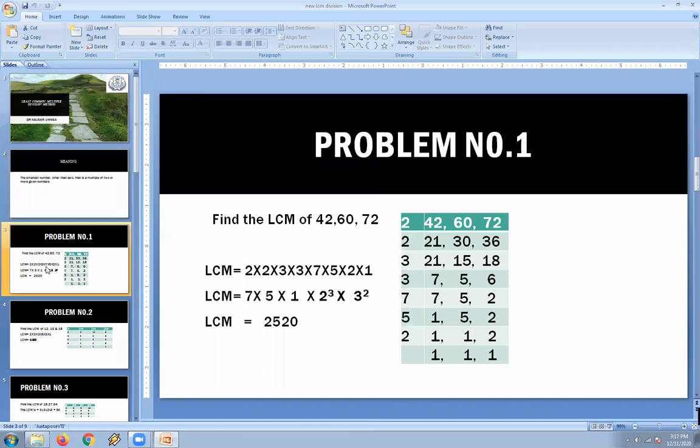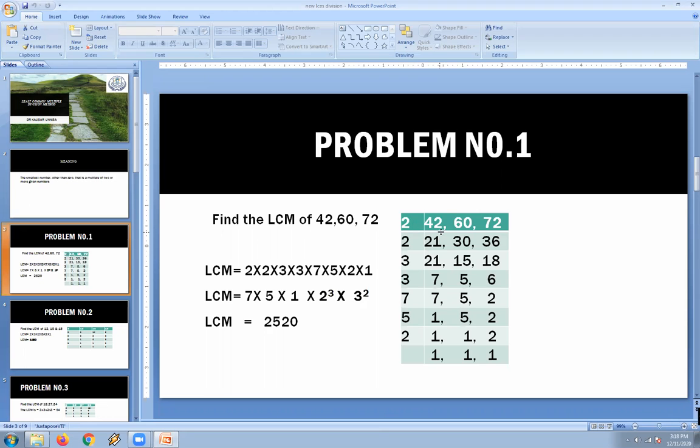Let us see how to calculate this using the division method. Find the LCM of the numbers 42, 60 and 72. This is not the factorization method, where we calculate separately. Here we take all the numbers at a time and keep dividing with the least numbers. We can go by 2, then 3. See which numbers are divisible exactly and divide those. The numbers which are not divisible, we retain for the next step.